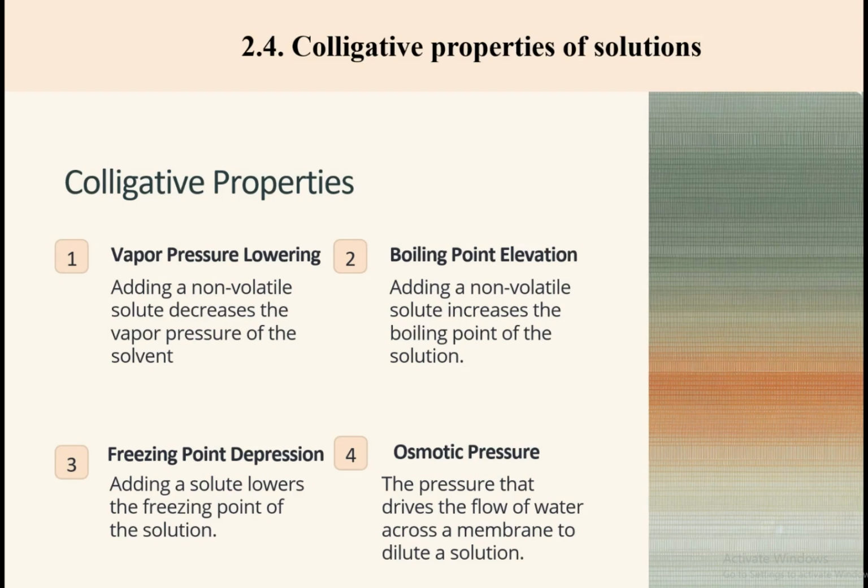substance. Colligative properties only depend on the number but not the kind or the identity of the substance. For example, vapor pressure lowering, boiling point elevation, freezing point depression, and osmotic pressure are some of the properties which are classed under colligative properties. Let me first see the vapor pressure lowering.